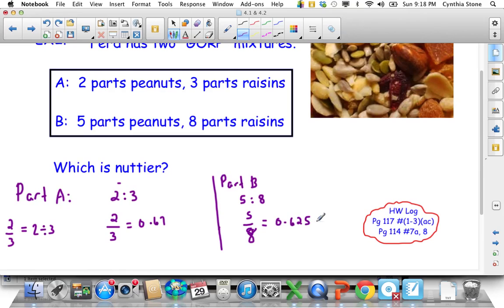0.67 versus 0.625. This tells me that A must be nuttier because when I divide it out, it's higher. Now I just want to say something quick because this could be confusing. If the question isn't which is nuttier, but which is raisinier, then when you do the divide, you'd have to do 3 divided by 2, and 8 divided by 5. So if you want to know which has more raisins, you'd have to put the raisin number first. So this is an okay strategy because I'm doing 2 to 3, which is nuts to raisins. Nuts over raisins. If I want to know which one has more raisins, I'd have to go raisins divided by nuts. That's just a little aside.